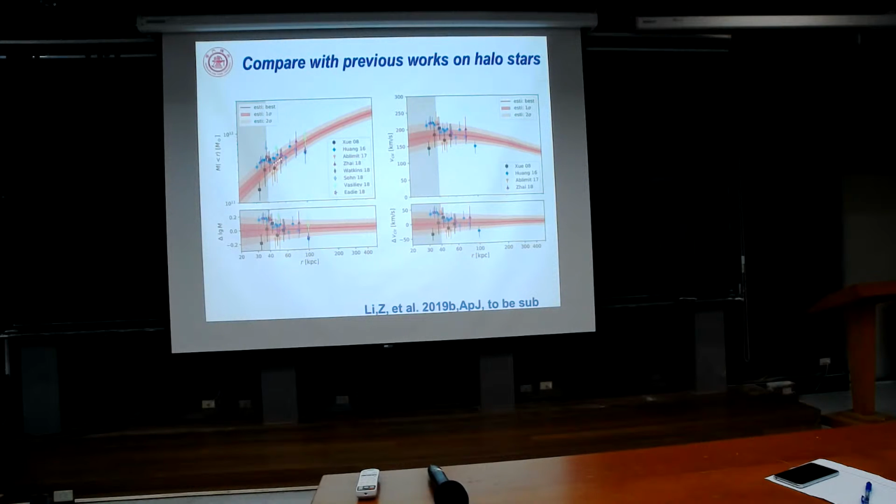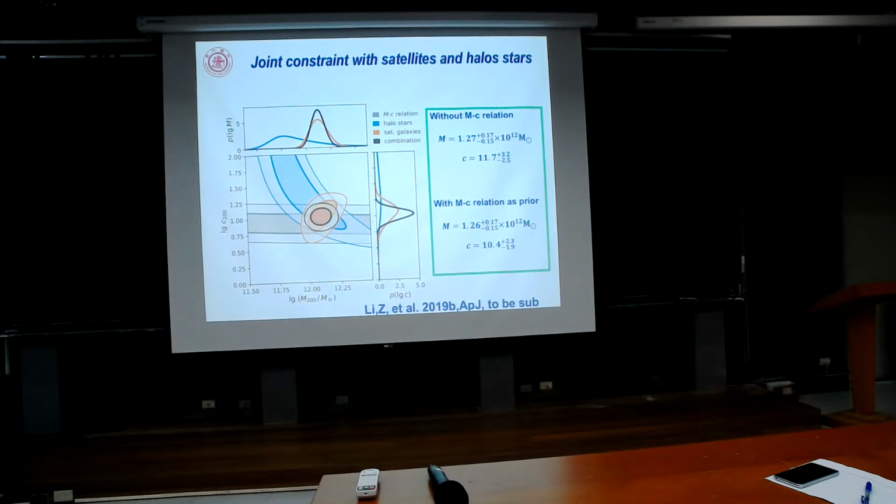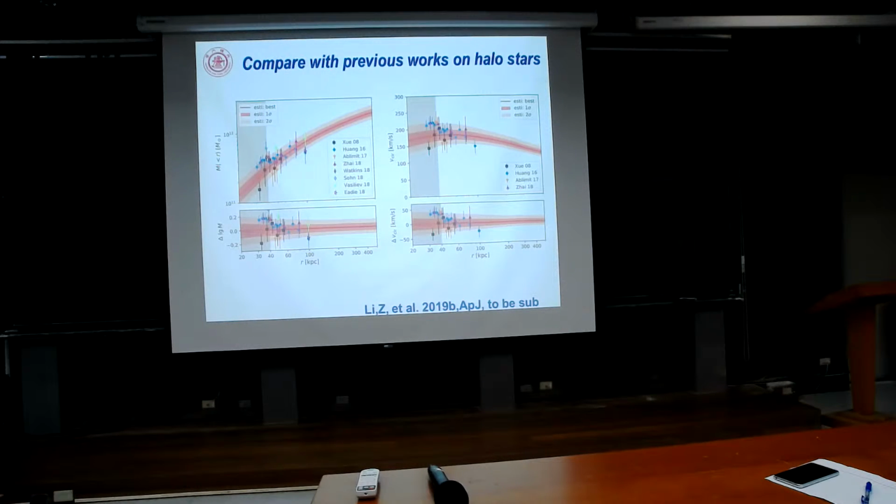Our determination is this central one, and this is the 1 sigma, and this is 2 sigma, and all these points are from other people. So you can see it's almost consistent with others. And interestingly, even if we don't use the concentration-mass relation, we can use a set of observations like this one. Most of the data from this work have combined most observations with other people's observations, and then they get this value.